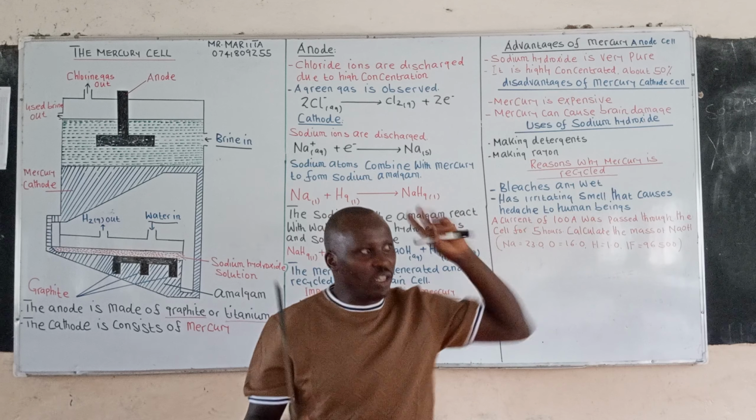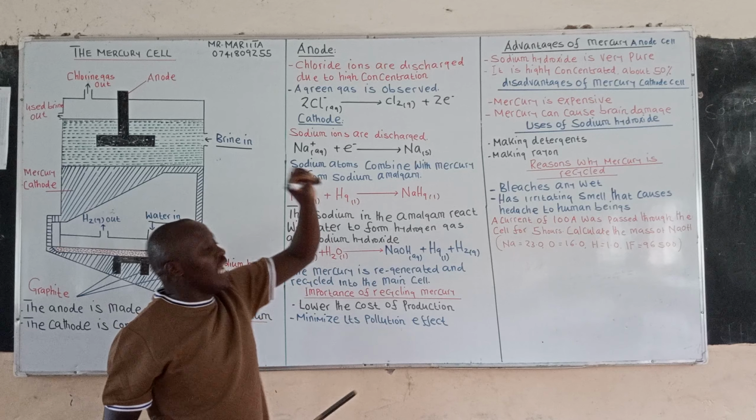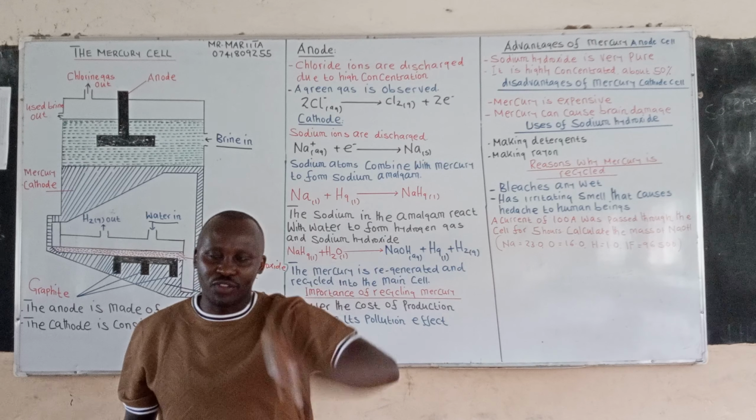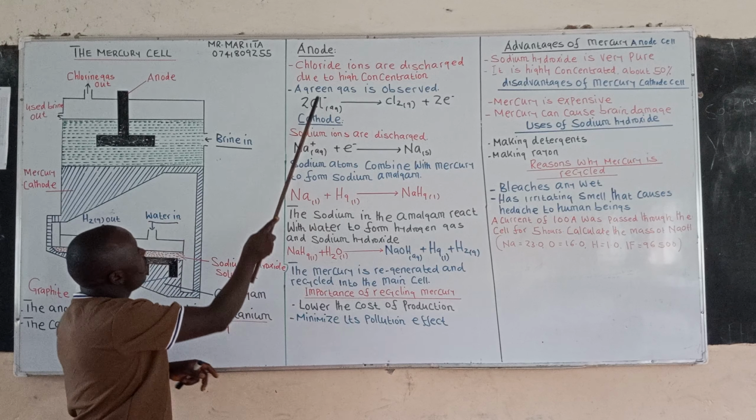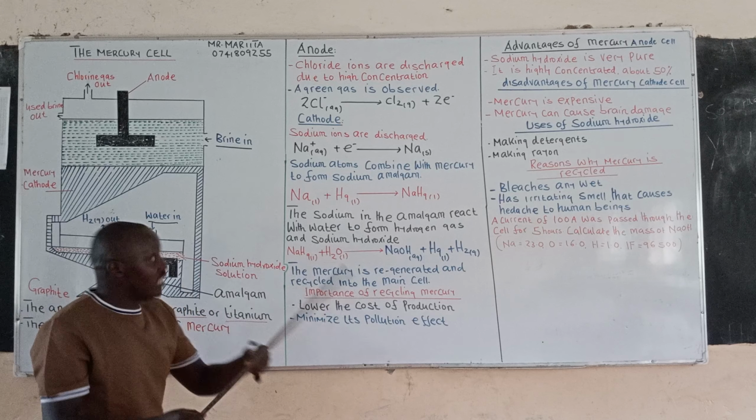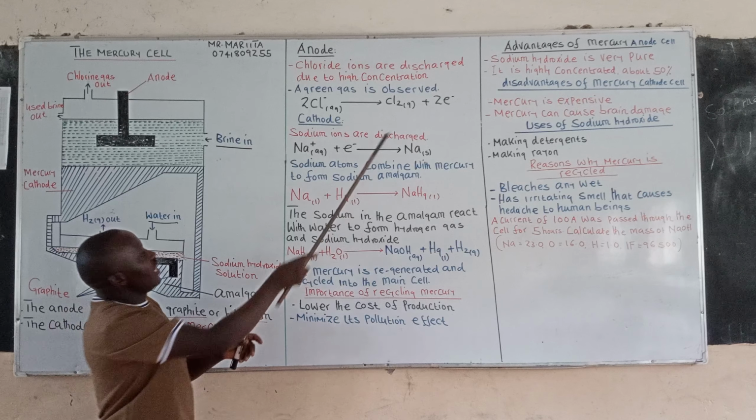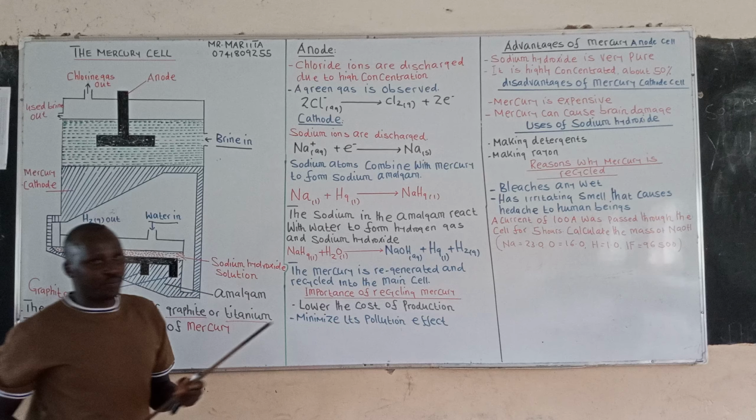So the main observation you can make here is that there is a green gas, and this green gas is nothing else apart from chlorine gas. You can see here that the chloride ions are discharged due to their higher concentration, and therefore we have a green gas, which is chlorine gas.